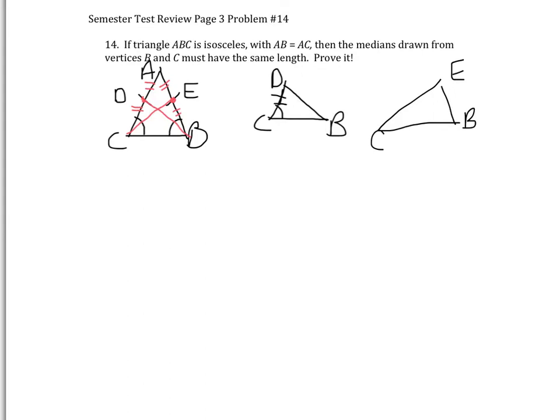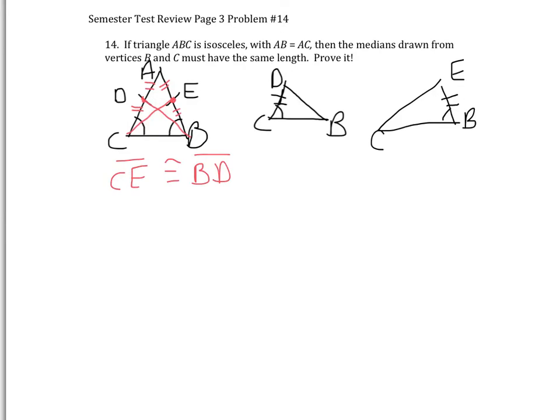All right, we have this side EB marked the same as CD. And we also know this angle. So my goal in this is to try and prove that the medians have the same length. Well, our medians are the pink lines. So we're trying to prove that CE is congruent to BD. That's what we're trying to prove.